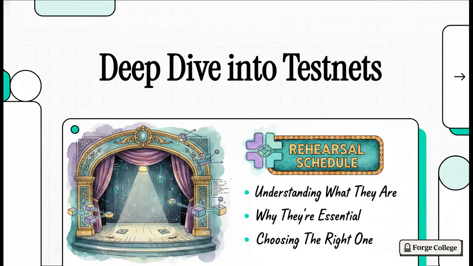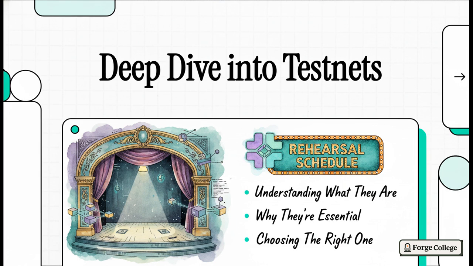I am so thrilled you're here today because, well, we're putting on a show. Or actually, scratch that. We are setting the stage for one. You see, if deploying a smart contract to the live blockchain is like opening night on Broadway, today we're talking about the rehearsals. We are taking a deep dive right into testnets. We'll figure out exactly what they are, why they are absolutely crucial for deploying smart contracts with confidence, and how you choose the right one so your opening night goes off without a single hitch.